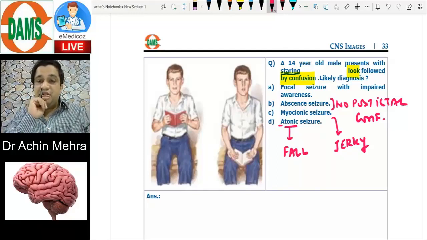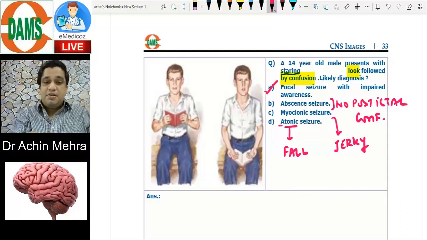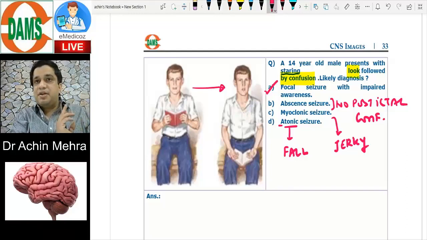Now what are we left with? It's a focal seizure with an impaired awareness. Yes. When the person from a normal look goes into a stare look like this, he is losing contact with the environment, he is not responding to me, he is not aware of what's happening around him. So he is a patient of focal seizure with impaired awareness, right?